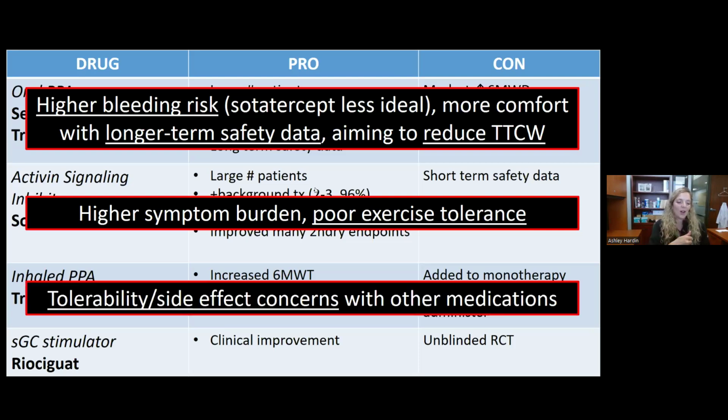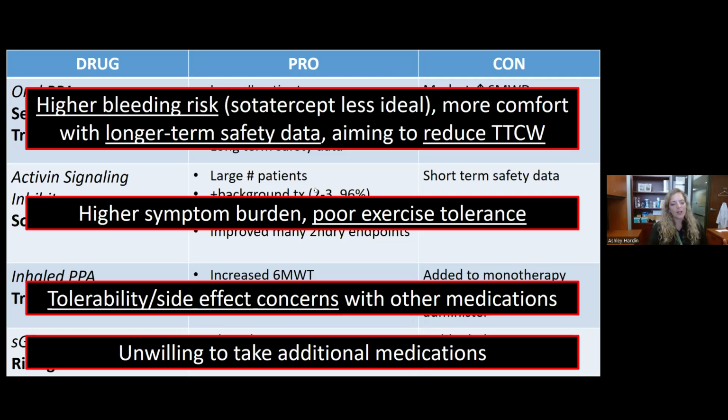I might do an inhaled treprostinil in a patient that I have tolerability or side effect concerns with the other medications, and then really nausea, vomiting, diarrhea with the oral drugs, and the patient just really can't tolerate that, but I need to add something to their PH treatment regimen. And then riociguat, in patients unwilling to take additional medications, we kind of throw that out. So we substitute one with the other. Maybe it's a little more effective. We did have a trial, though it was an unblinded randomized clinical trial that showed an improvement in time to clinical worsening. So take that with a grain of salt.